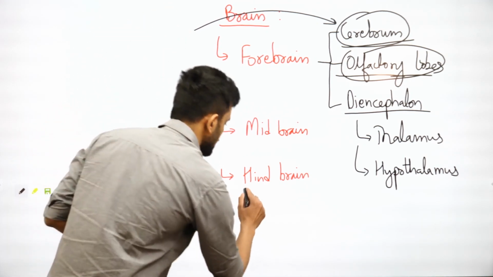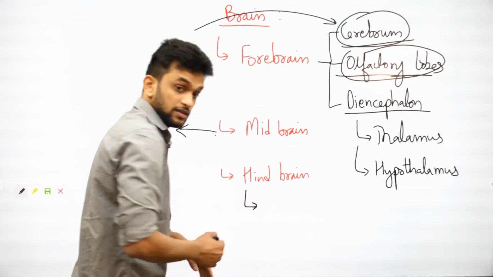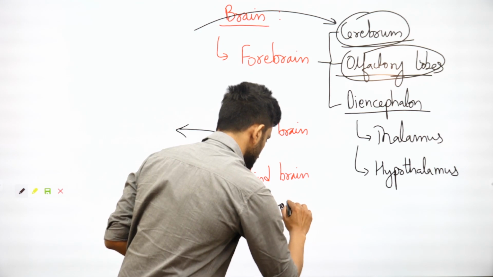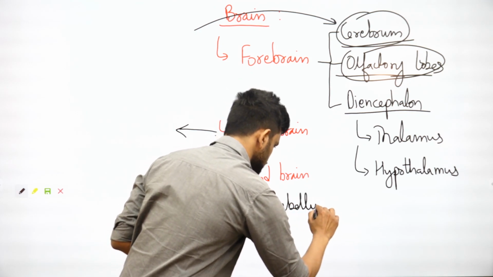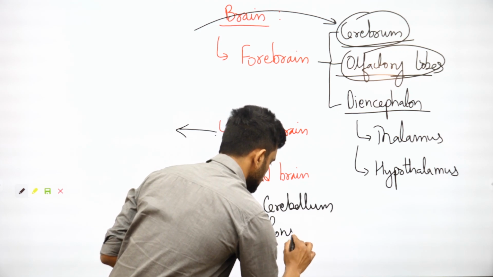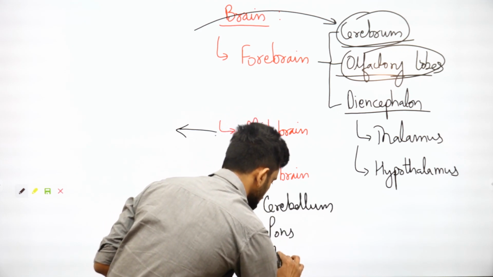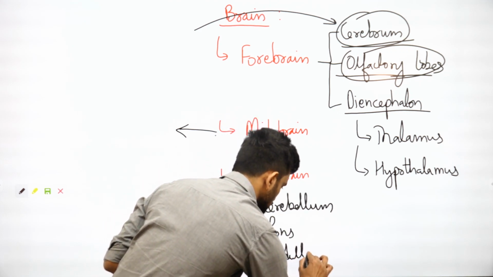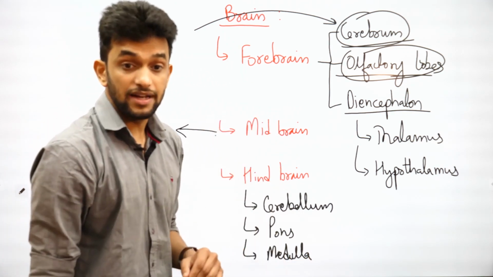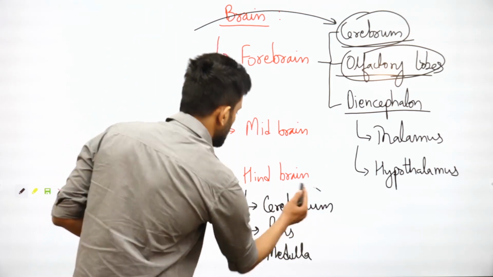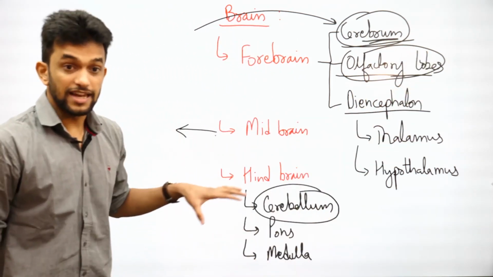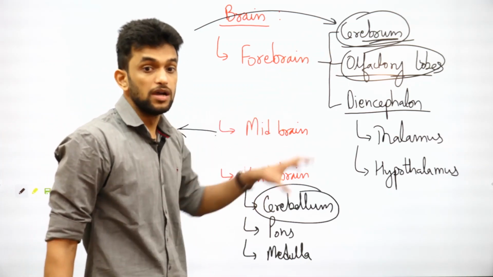Now people, hindbrain. There are three parts in hindbrain. What are they? Cerebellum, pons and medulla. Cerebellum, pons and medulla. People, this is cerebellum, this is cerebrum. Okay, there's a difference.